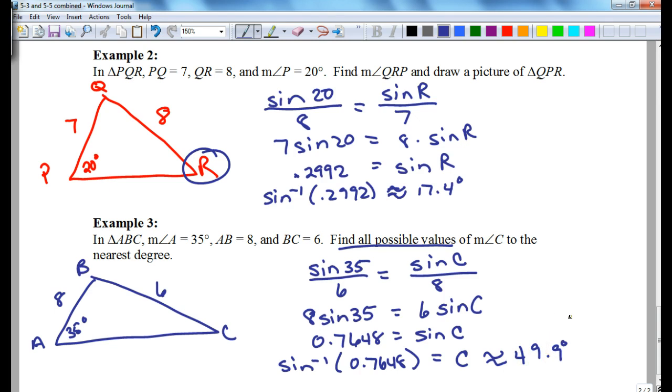Do you use the two equations interchangeably? Does it matter? Yeah, you could have used this one and this one. Sometimes you can use either one. Yep. Not always, but sometimes.